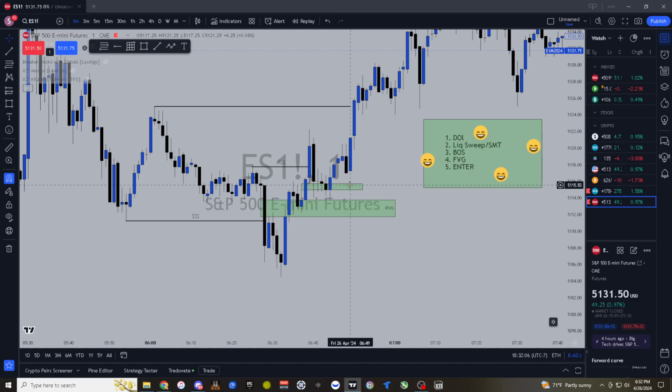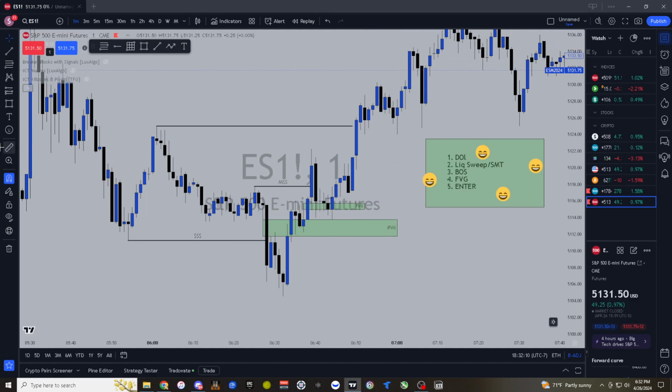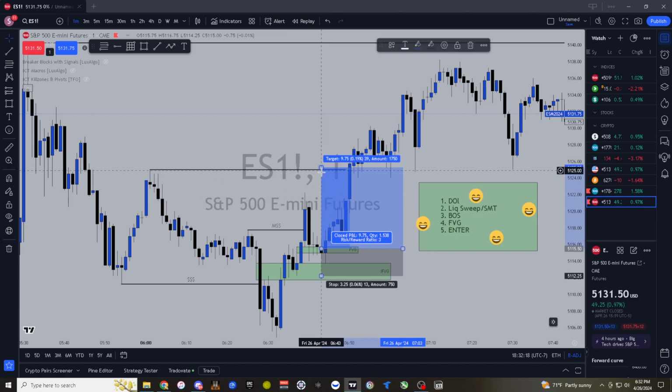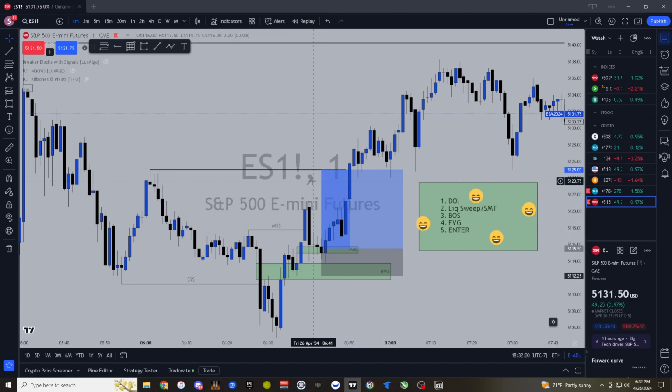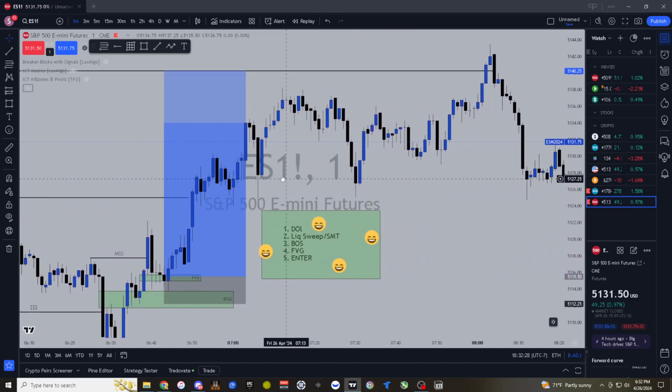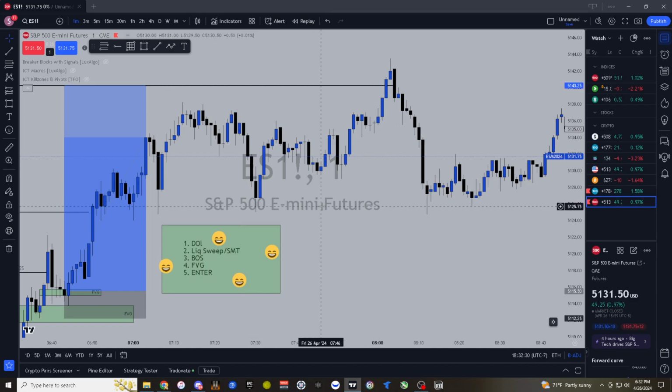Here's our fair value gap. Easy. Enter. Where's our entry? 50% consequent encroachment of the fair value gap. Stop loss at the previous low. Targeting external draws. Here's our first internal model. If you want to take this for a 1-3, not bad. Here's your partial, and here's your external draw, which gets taken out later.